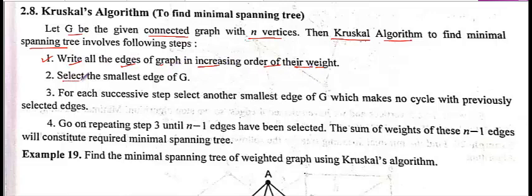The second step, select the smallest edge of G. Out of all these edges you have to select the smallest one. Then for each successive step, select another edge of G which makes no cycle with the previously selected edges. Go on repeating step number 3 until all n-1 edges have been selected. The n-1 edges, with the sum of their weights, constitute the required minimal spanning tree.